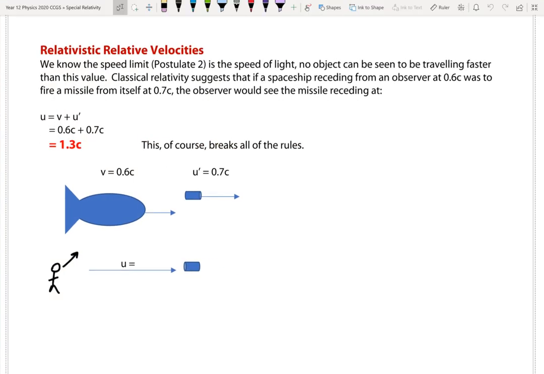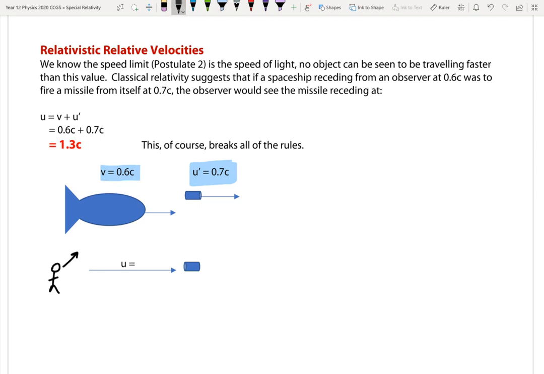Now, classical relativity suggests if you have a spaceship that fires a missile, and at some point in time the missile is traveling relative to the spaceship, we'll call it U prime, at 70% the speed of light, then the spaceship measures the missile to be traveling away from it at 70%. But the spaceship might already be traveling at 0.6 the speed of light.